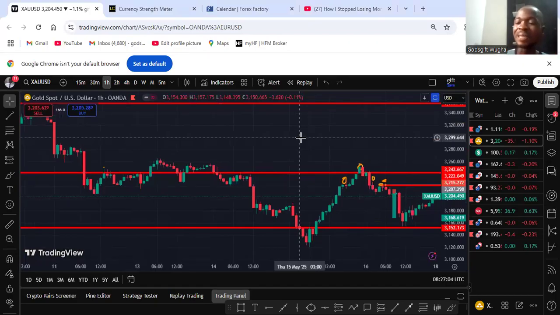Now, there are 4 criteria I want you to understand if you want to trade this strategy. 4 things you need to look out for. The first one is that the market must be on a clear trend. I don't want to hear that you say the market is a ranging market. I don't do this on a ranging market, please. Because some of you mistake a chopping market for a ranging market.